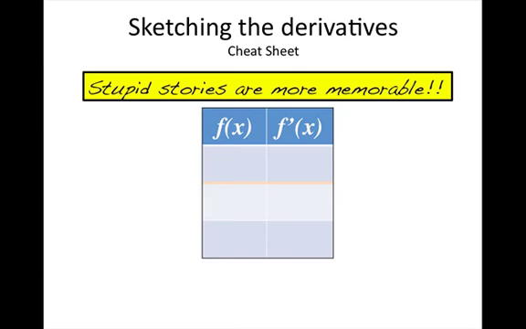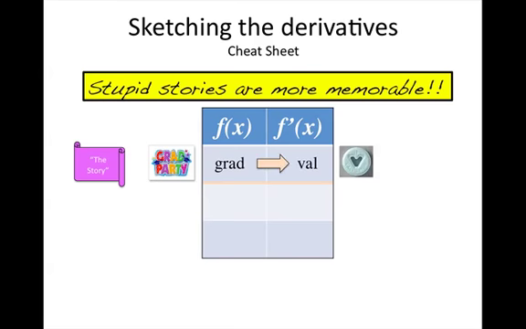So, here's our stupid story. I want you to tell me the story. Say this out loud. Make sure you're following it as we go. So, in the story, it was a story about our grad and Valium. So, gradient becomes value. Grad becomes Valium.